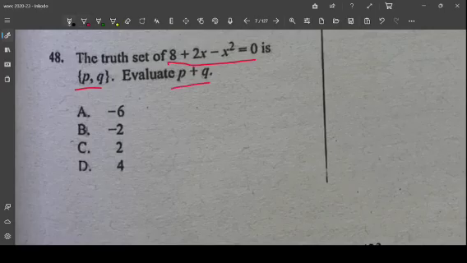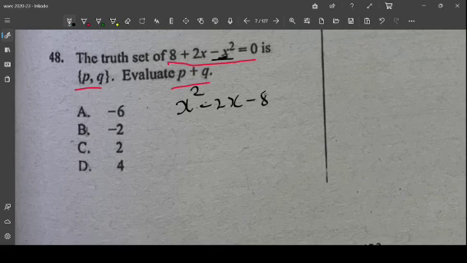Since the x squared is on the negative side, I can solve it this way, but to make it easier, I can move everything to the other side so that my x squared becomes positive. If I move minus x squared, I'm going to have x squared. If I move plus 2x, I'm going to have minus 2x. And if I move plus 8, I'm going to have minus 8. It's all equal to 0. It's the same thing. I've only moved it to the other side.